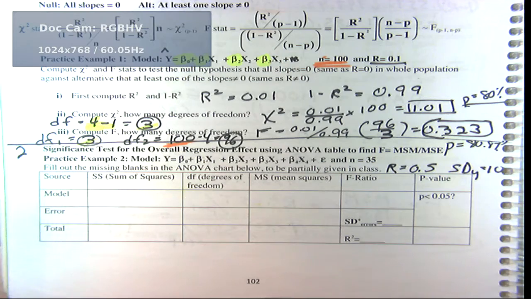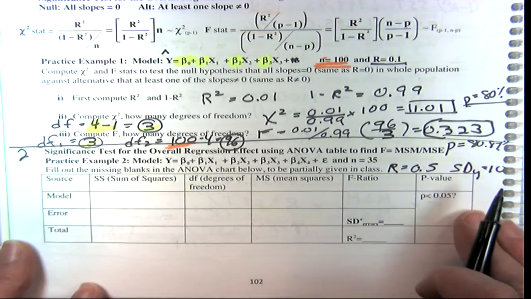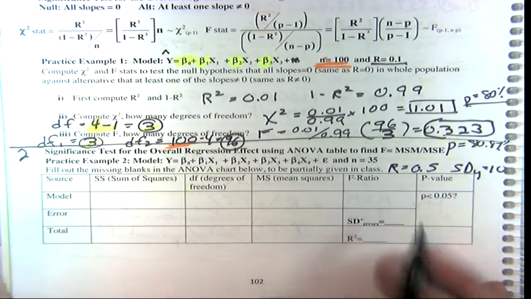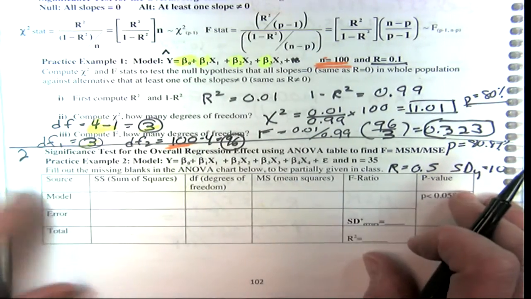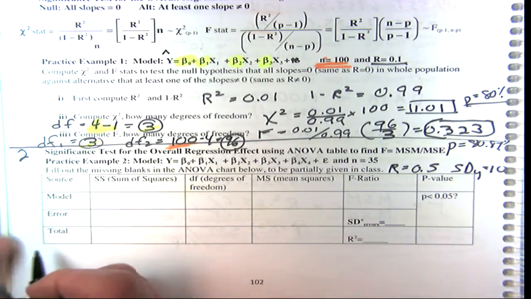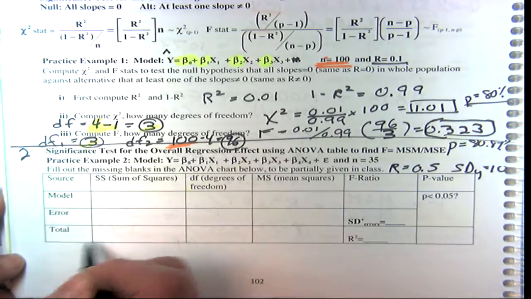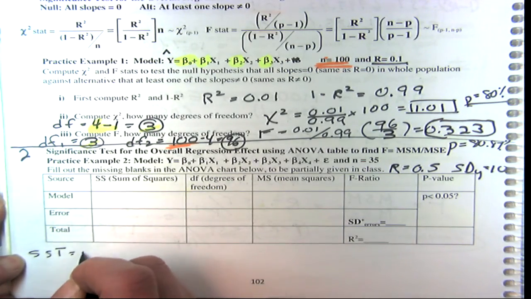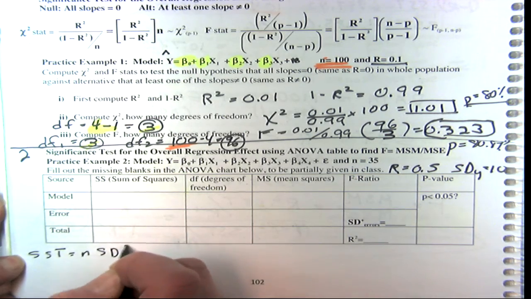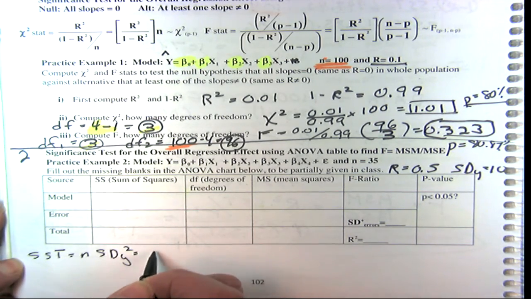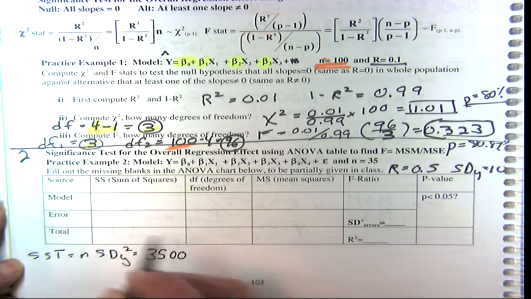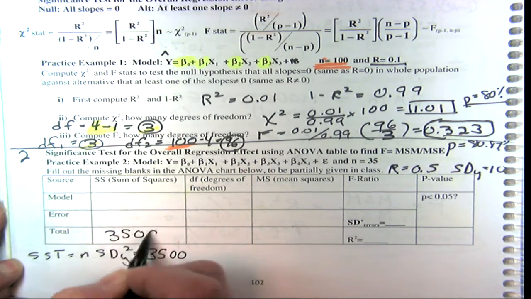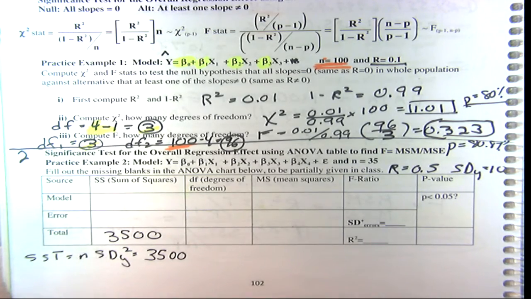So let's do that. This is just a sort of generic problem, and let's just make sure we understand how to do this. All right, so the sum of squares total, we just said, is going to go right there, and we just said that it's n times the standard deviation of the y squared. So in this case, it's 35 times 10 squared, so it's 3,500. All right, so we've got that.